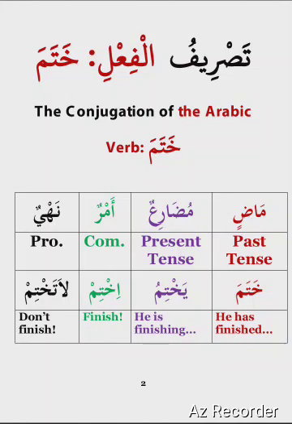Now the conjugation of the verb khatama. Madin means past tense or past participle. Mudari'un, present tense or present continuous tense. It has two meanings, just like madin. Amr, command or imperative, the form of the verb used to instruct someone to do something.